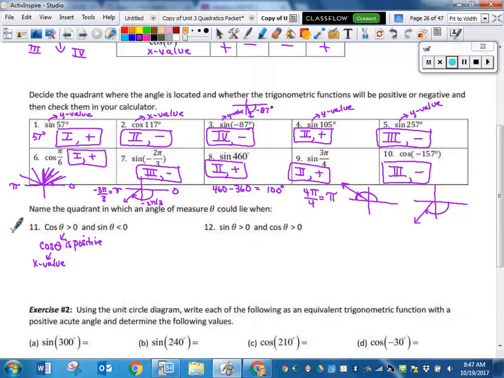Positive x value, all right, so cosine x value positive. So therefore, sorry, the fire drill threw me off.